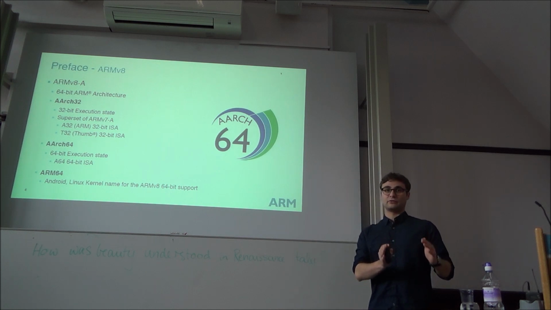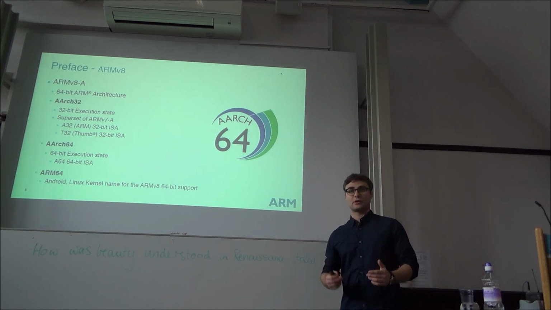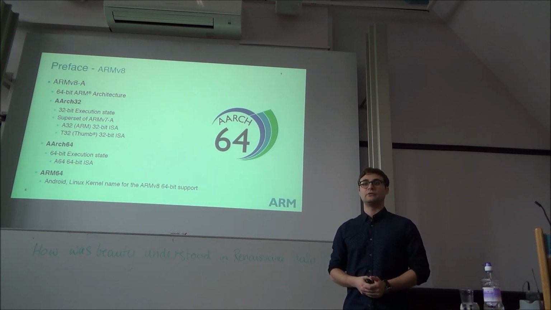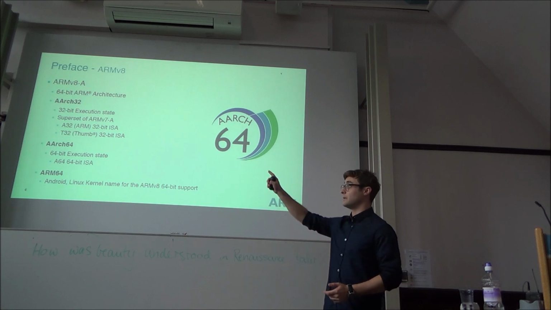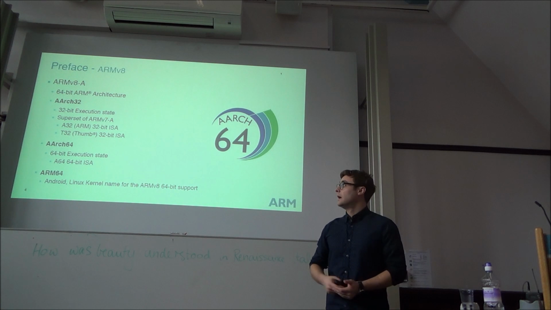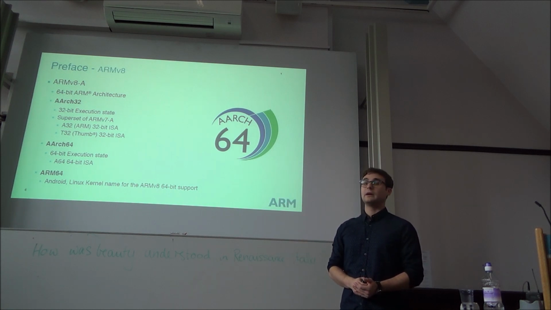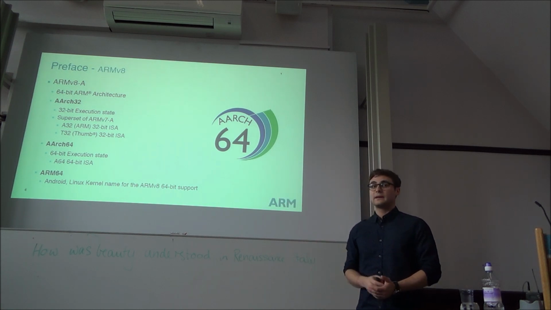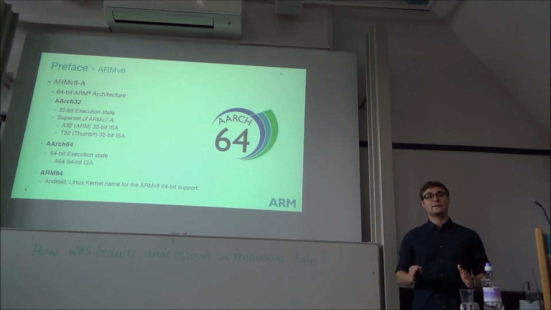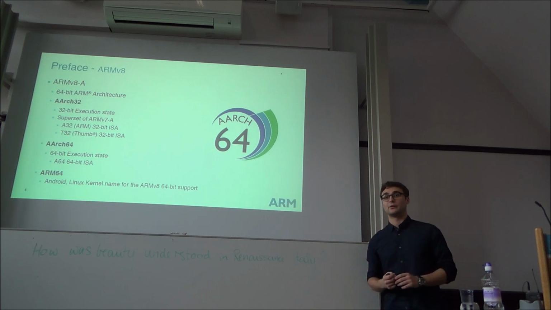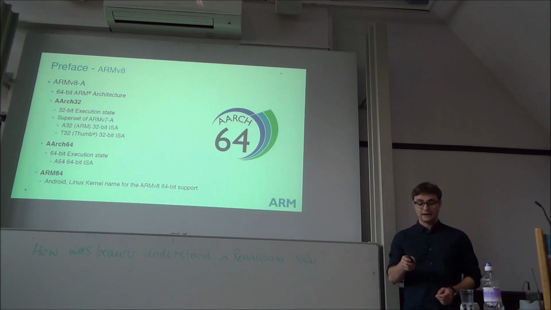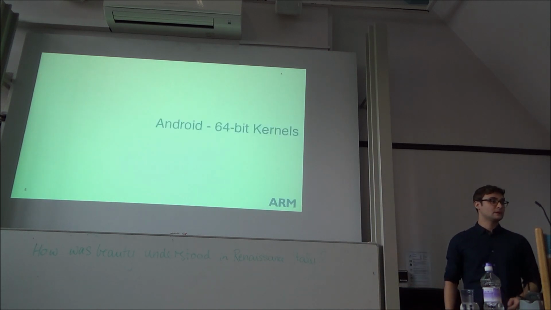So the 32-bit execution state basically executes the same instructions that older phones used to use. So 32-bit Android is basically running in the AArch32 execution state. And then newer phones will probably use the AArch64 execution state. Just to complicate it a bit more, ARM64 is the way that the 64-bit port of Android for ARM is referred, and also how the Linux kernel refers to the AArch64 execution state for ARM.